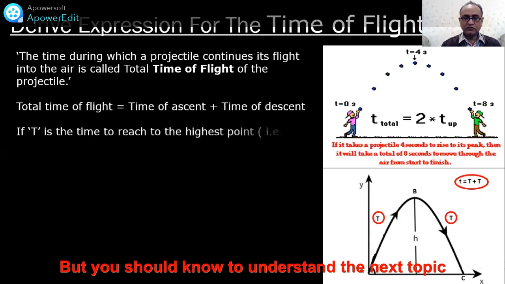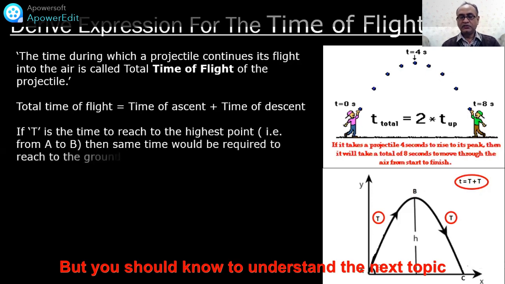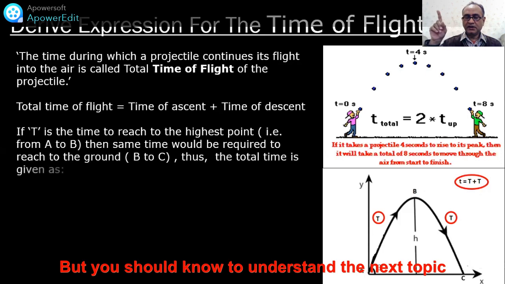Suppose T is the time to reach the maximum point, as you can see in the picture, from point A to point B. Then the same time would be required to travel from B to C. I repeat, if you throw something into the air, and it reaches from point A to point B in time T, then the same time would be needed to cover from B to C. So the total time, small t, is equal to T plus T. So the total time t is equal to 2T.